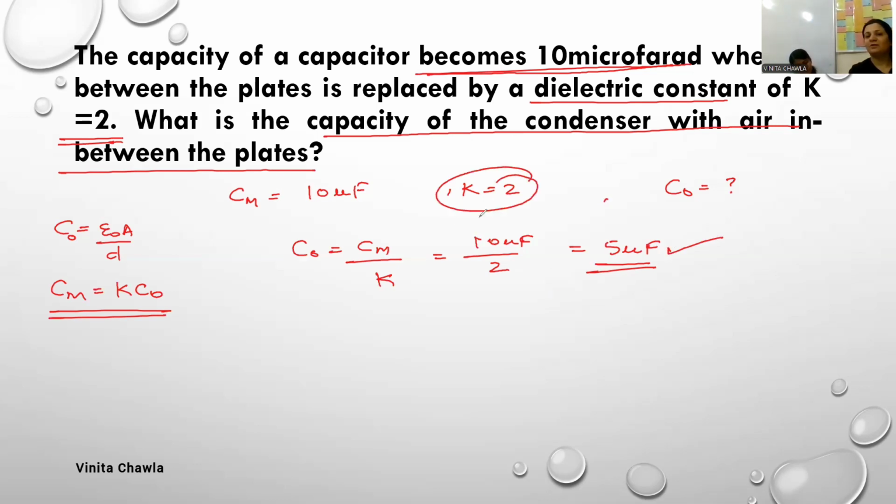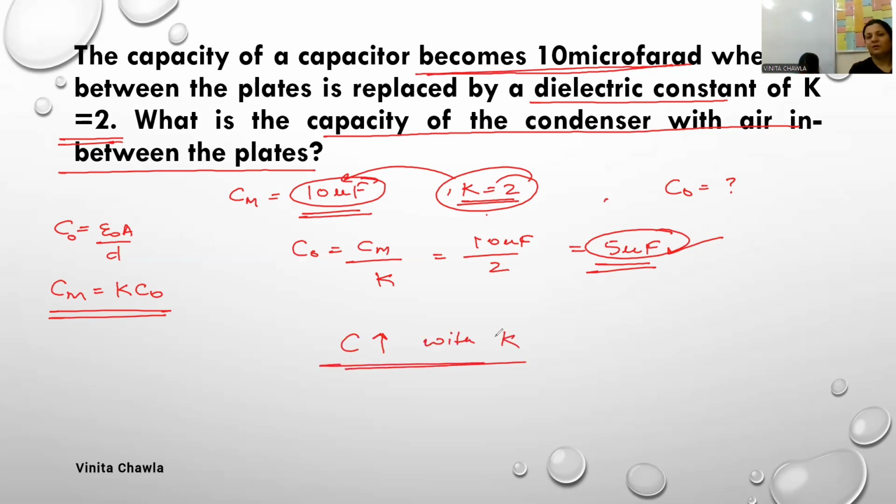So we can easily see that when there is air, the capacitance is 5 microfarad, but when we introduce a dielectric slab, its capacitance increases to 10 microfarad. The capacitance doubled just by introducing a dielectric slab. So capacitance increases with the introduction of K, or with the introduction of a dielectric slab, or when a capacitor is placed in a medium.